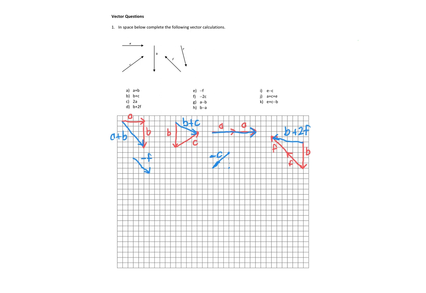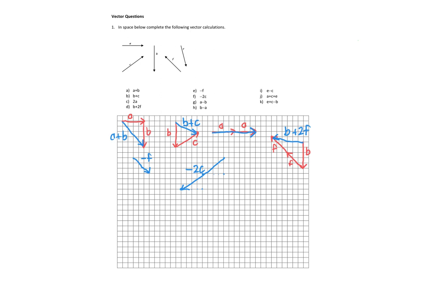Sorry, hang on. I have stuffed that one up. Let's do it properly. I've got to start here. I've got to go 3 down and 4 across, and then another 3 down and 4 across. So that's going to give me minus 2C.